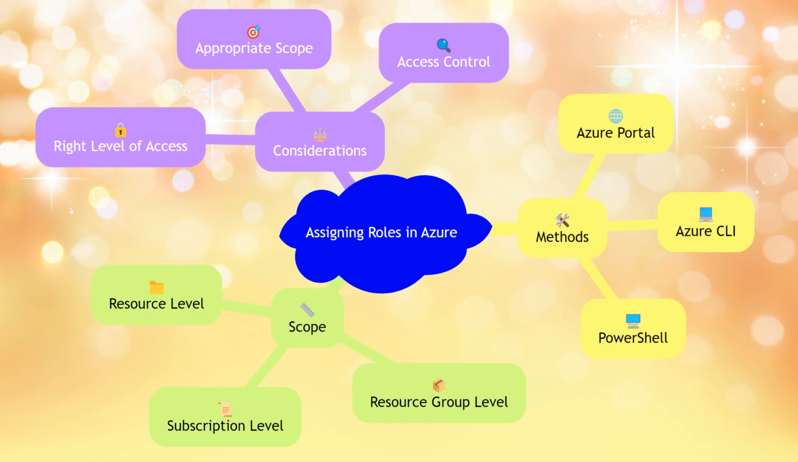Assigning roles in Azure is a straightforward process, but requires careful consideration to ensure that the right level of access is granted. Roles can be assigned through the Azure portal, Azure CLI, or PowerShell. When assigning roles, it is important to select the appropriate scope, whether it be at the subscription, resource group, or resource level. This ensures that users have access only to the resources they need.